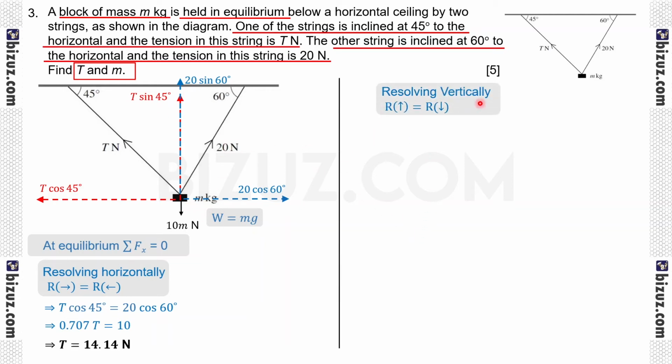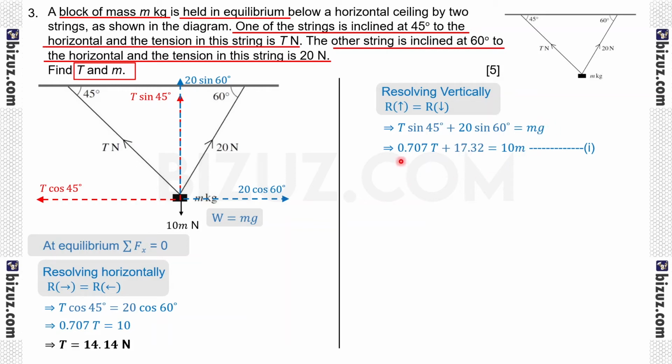Resolving forces vertically means the total force acting towards the positive y-axis direction should be equal to the total force acting towards the negative y-axis direction. Here the total force towards the positive y-axis direction is equal to 20 sin 60 degrees plus T sin 45 degrees, and the total force towards the negative y-axis direction is 10m. So we can write T sin 45 degrees plus 20 sin 60 degrees equals mg, which in this case is 10m. Now we know the value of T, so we can substitute it, but first we can use the value of g here.